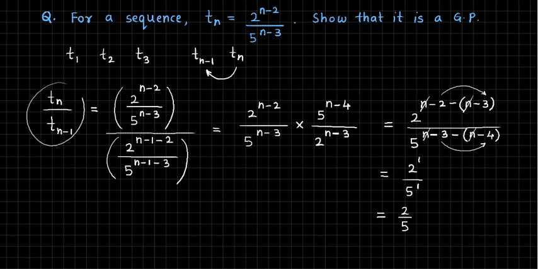So we have shown that the ratio of any term to the previous term is 2 by 5, which is a pure constant. It does not depend on n. So it does not matter which ratio we take, it is going to be a constant term. Therefore the given sequence is a GP. Right. Now let's go ahead to the next sum.